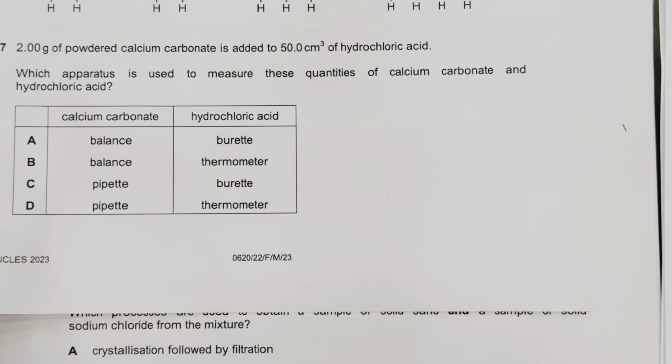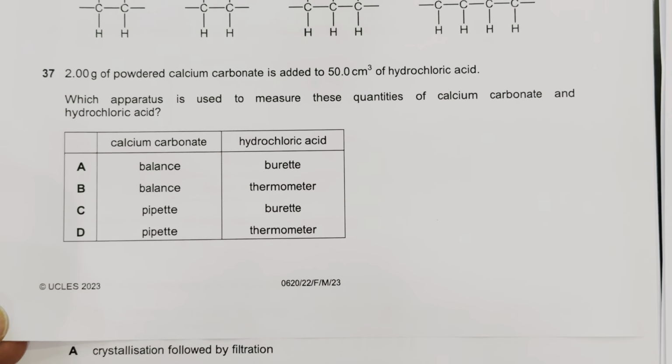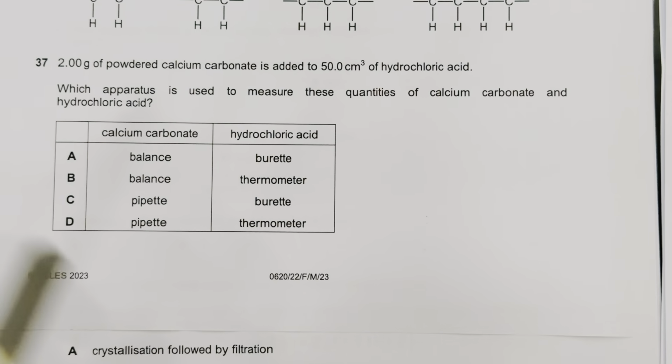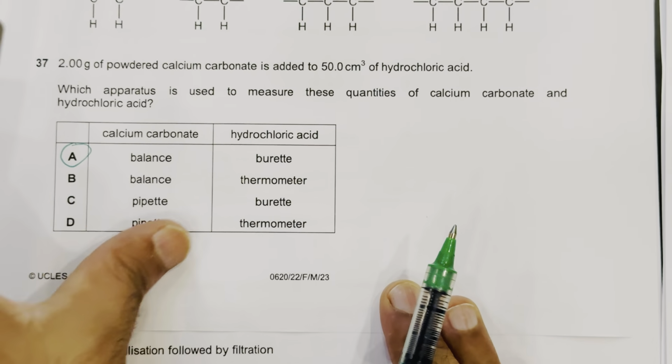Moving to question number 37. Question number 37 is that 2 gram of powdered calcium carbonate is added to 50 centimeter cube of hydrochloric acid. Which apparatus is used to measure these quantities? We need a measuring balance to know the mass, and we also need to know the volume, so we need to use the burette. So option number A is carrying those options.